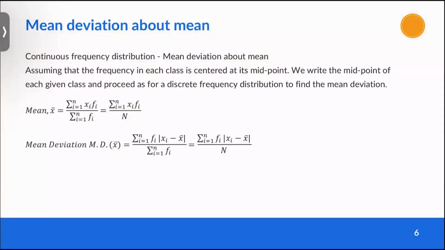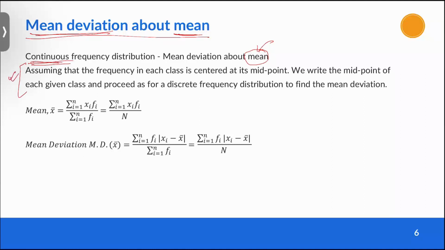Okay. So we'll talk about mean deviation about mean for the continuous frequency cases. First we're talking about the mean. So we will know how to calculate the mean for a continuous distribution case, and then we'll go on to see how mean deviation is calculated about the mean for continuous frequency distribution. So this is very important.